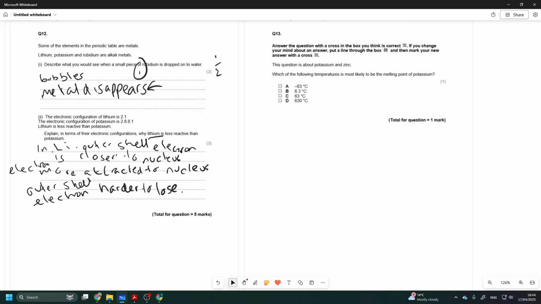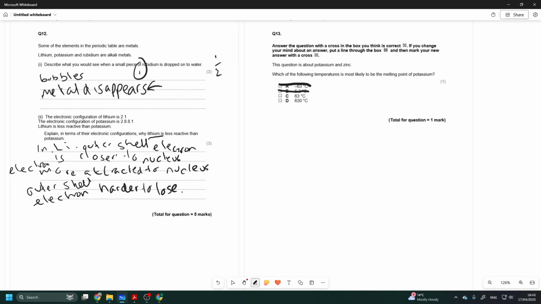Now, final question. It says, this question is about potassium and zinc. I mean, this bit's only about potassium. Which of the following temperatures is most likely to be the melting point of potassium? Now, you've seen potassium. It's a solid at room temperature, which means it's not A and it's not B. Because if it was A or B, it wouldn't be a solid. Room temperature being 23, B would be a liquid and A would be a gas. It would have melted and evaporated by then.